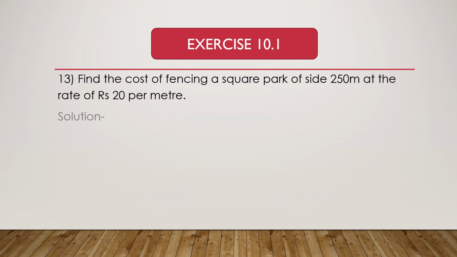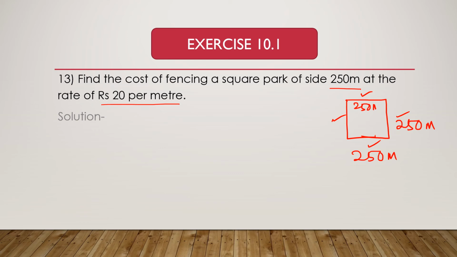Now question number 13. Find the cost of fencing a square park of side 250 meter at the rate of 20 rupees per meter. Square park. In a square, all 4 sides are equal. And the length of the side is given 250 meter. So it will also be 250 meter. This one also 250 meter. And this is also 250 meter.